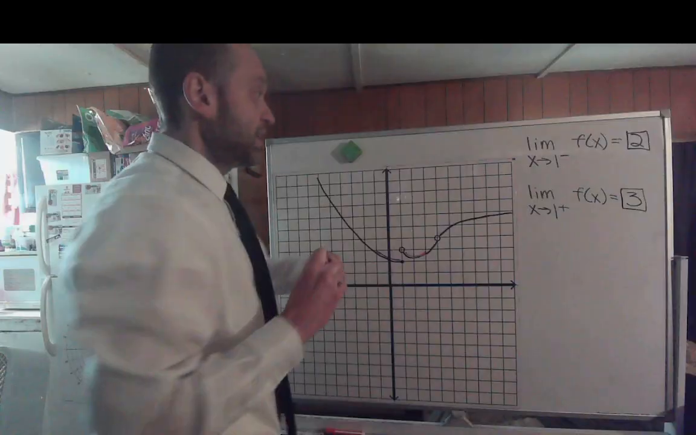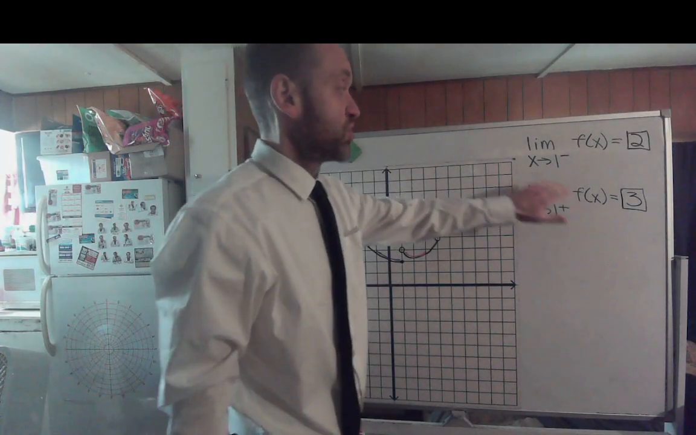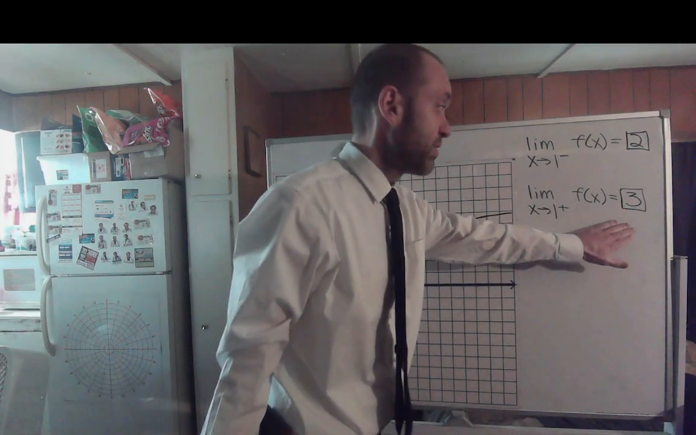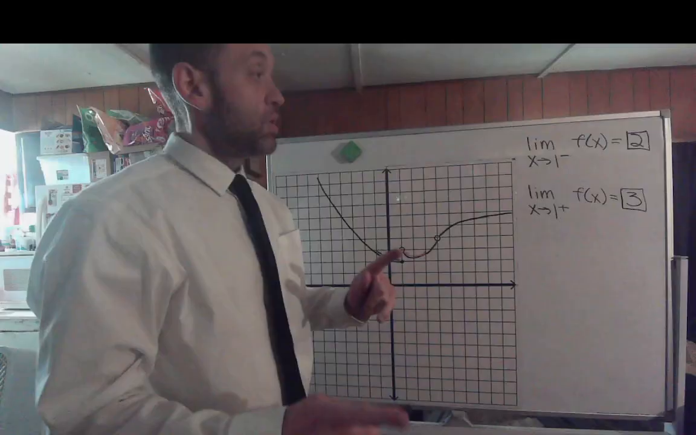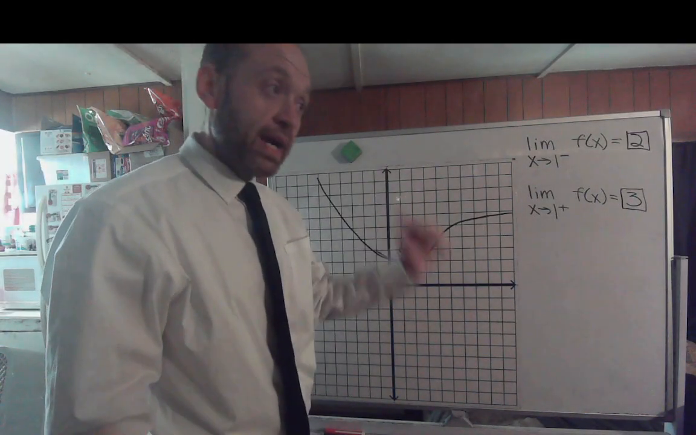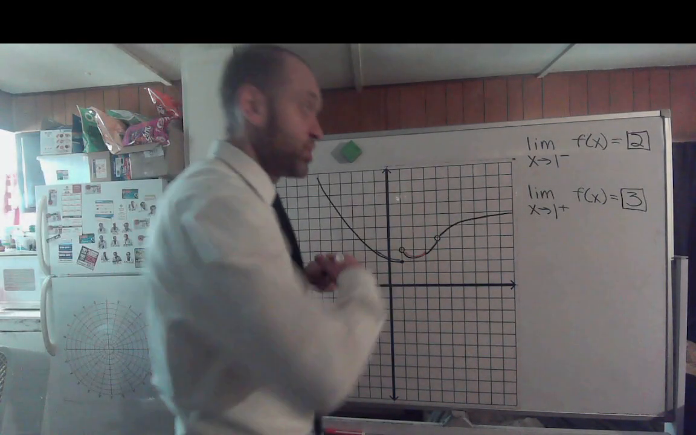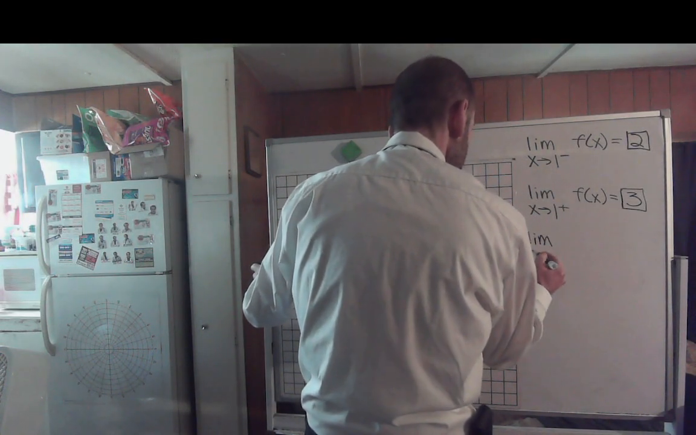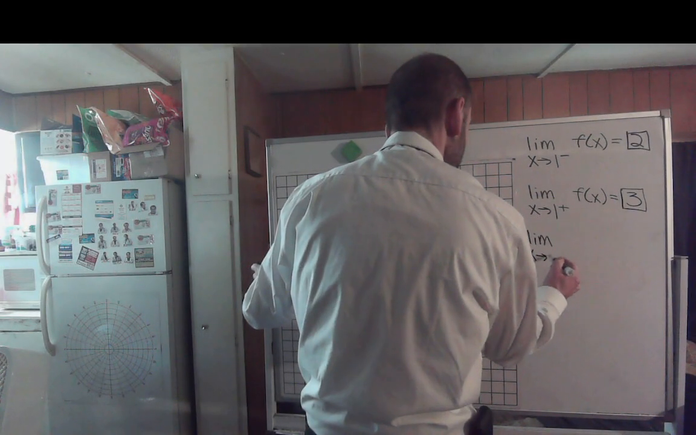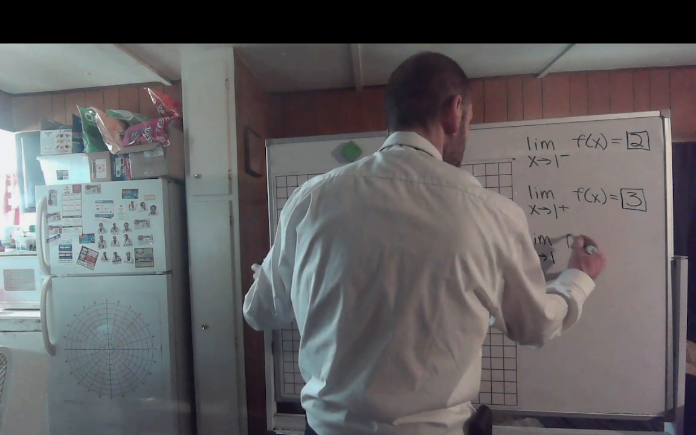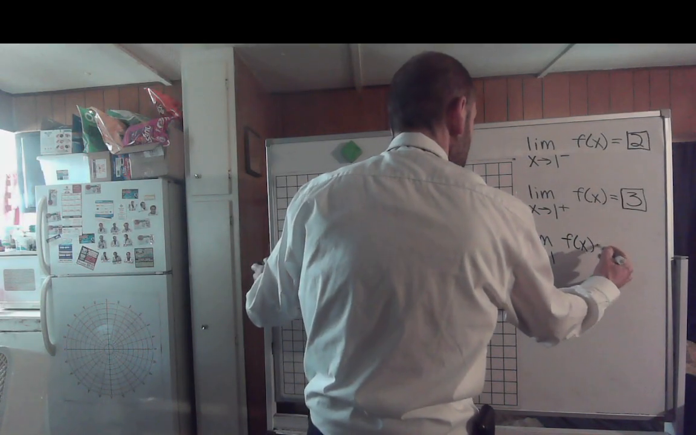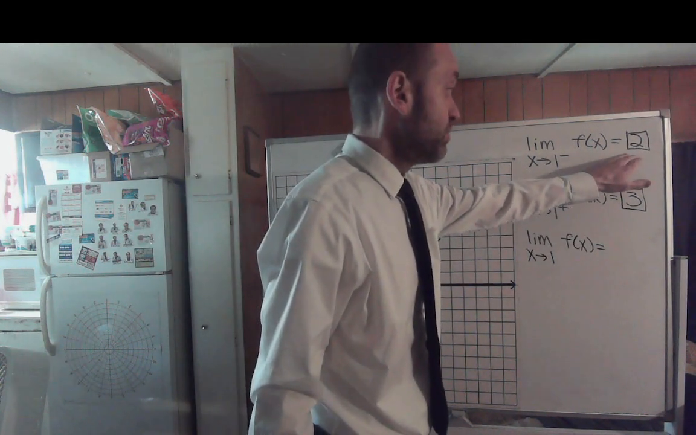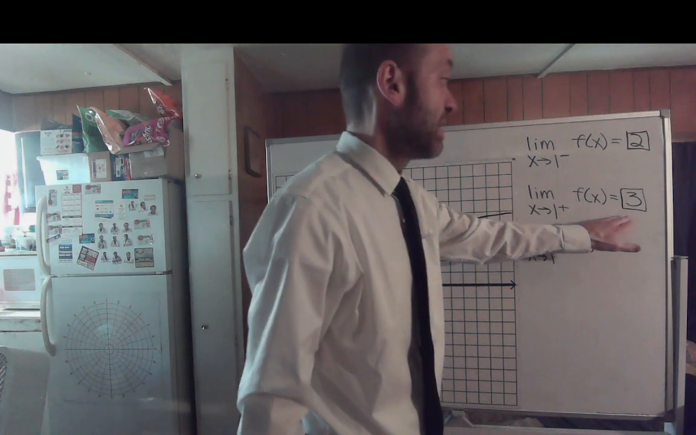So we got the left-handed limit as x approaches 1 to be 2. We got the right-handed limit of this function to be 3. Well, the left-handed limit and the right-handed limit exist, but what about the general limit as x approaches 1? The limit as x approaches 1 itself, we have a problem here. Because the left-handed limit of 2 does not equal the right-handed limit of 3.